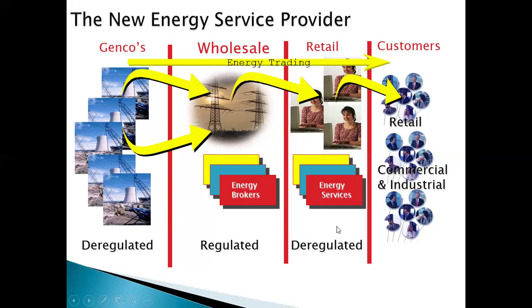Then the distribution network, the retail market, is deregulated. Why deregulated? Anybody can buy the energy from the generation company, and that energy will flow through the transmission network and come to the retail market, and the retail company will sell to the customer. So the generation and the retail or distribution will be deregulated, whereas the transmission will be regulated.